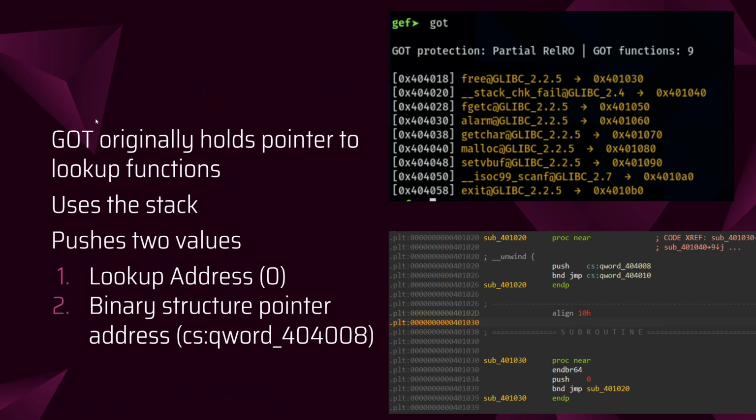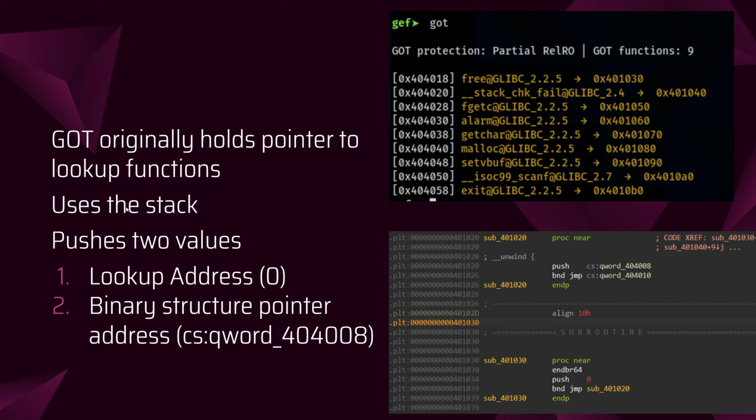So, as I said, the GOT originally points to a lookup function. When a function's first called, it usually has a function pointer to a PLT lookup address. In this case, 4030 just pushes 0 and then jumps up to this actual address, which pushes the value at 0x4008, which I believe is a binary structure pointer. Don't quote me on that though. And then it'll jump to the value at 4010, which is actually going to be the DL resolve function itself.